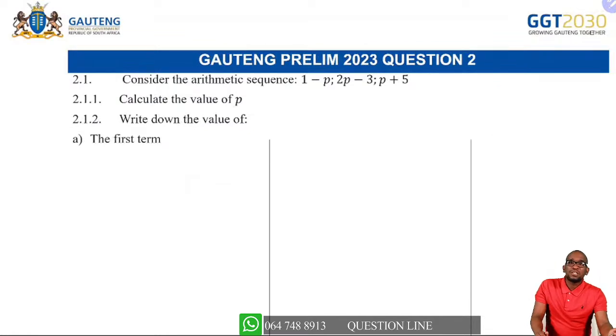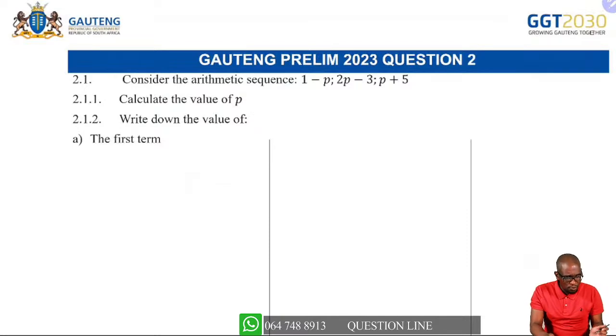Right, now we start looking at our Gauteng paper that you guys just wrote. We are going to start by looking at paper 1, question 2. Remember, I indicated that not all the questions will be done. It's only selected questions because of the time frames that we have.